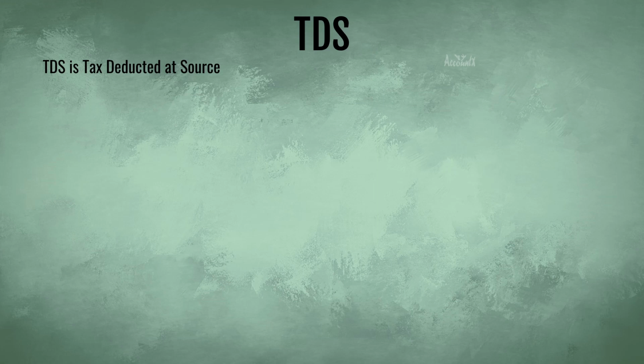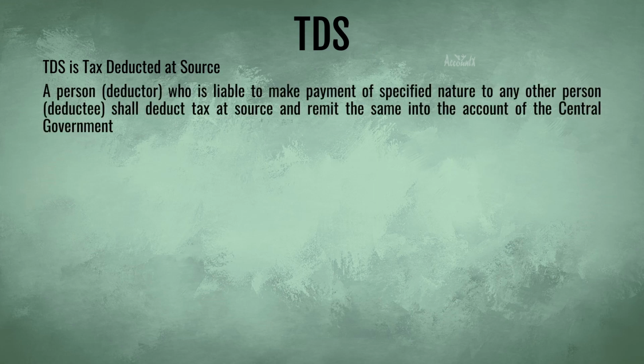TDS is an acronym for tax deducted at source. Here, a person who makes payment to another person is required to deduct TDS and pay it to the government. Now, the person who makes the payment is called the deductor and the other person is the deductee. For a better understanding, let's consider a scenario.